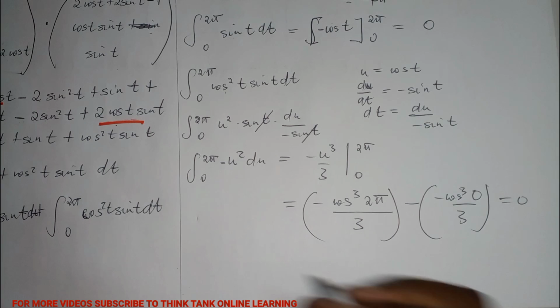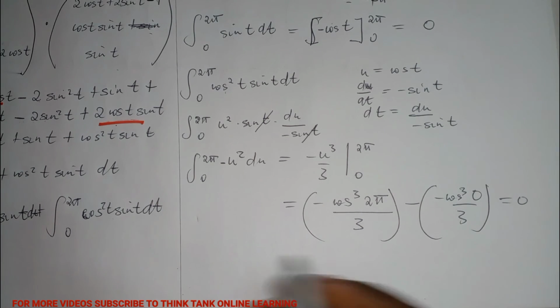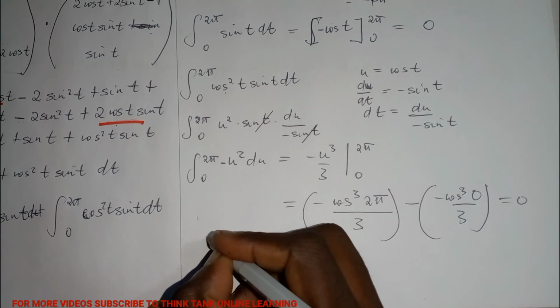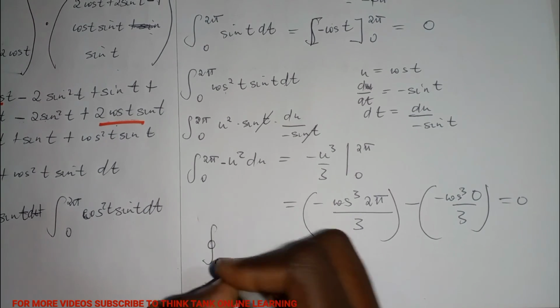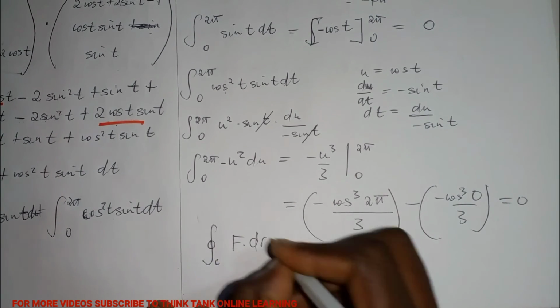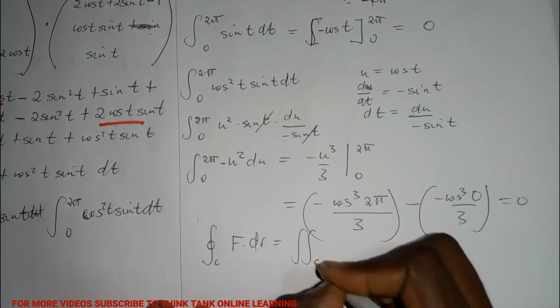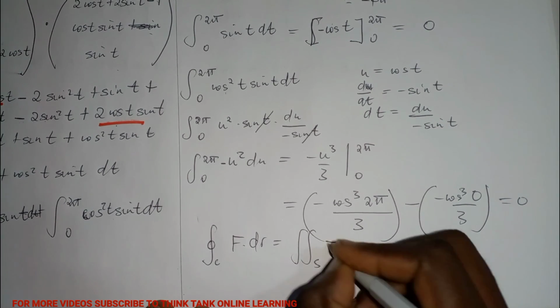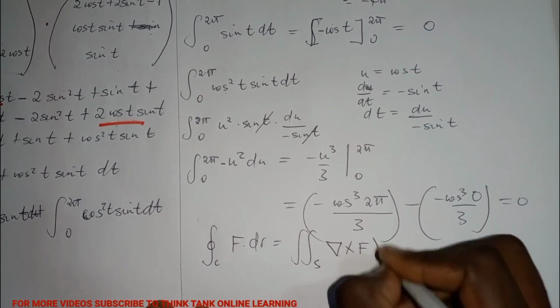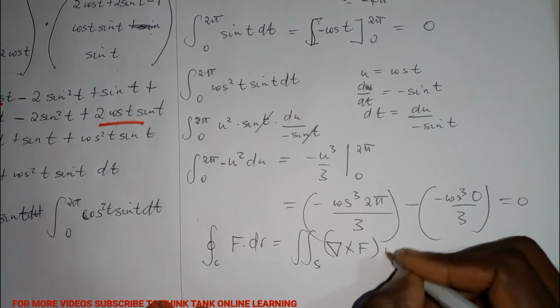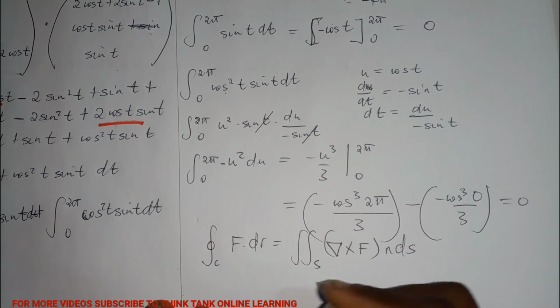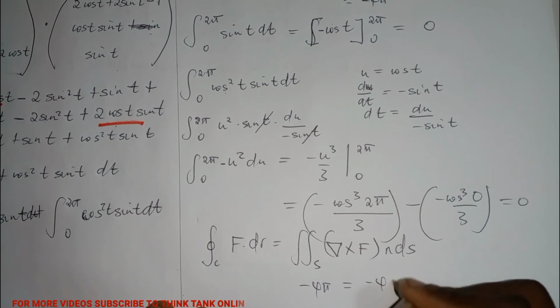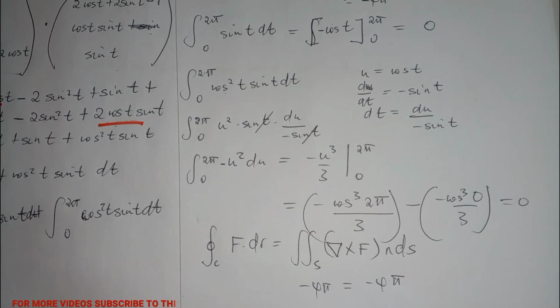So as you can see, we have shown that the integral over C of F dot dr is equal to the double integral of the curl F dot n dS, because negative 4 pi is equal to negative 4 pi. That means we have verified Stokes theorem. Thank you for watching.